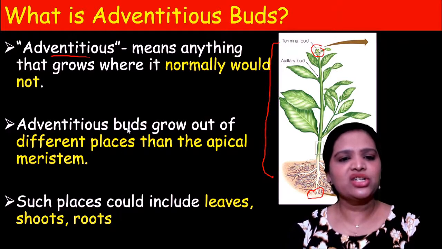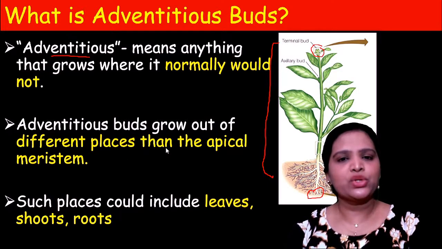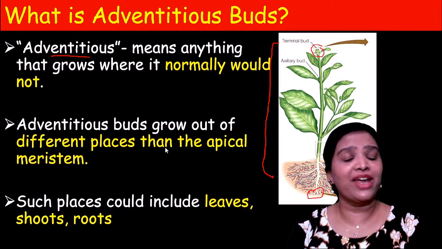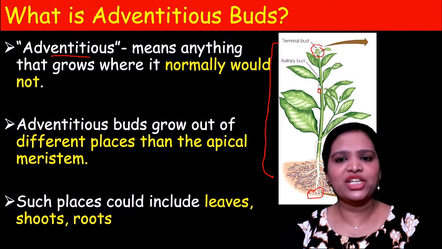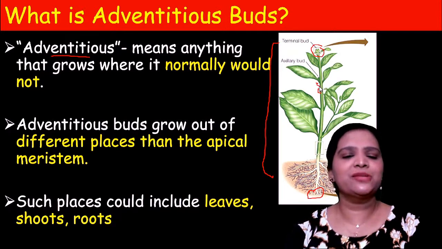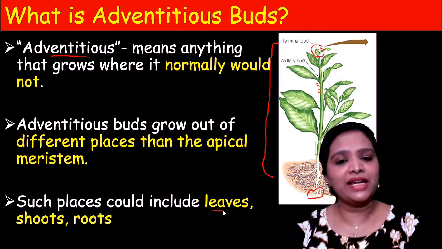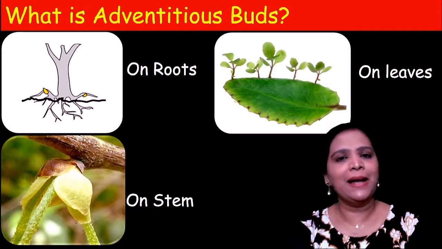Here, adventitious buds grow out of different places than the apical meristem. Some plants have this adventitious bud producing capability, not every plant. Some plants have this capability wherein they produce some structures called adventitious buds. From those adventitious buds, the plants will grow. This is apart from their usual growth places. These adventitious buds could be on their leaves, on their shoots, or on their roots. That depends upon the plant.